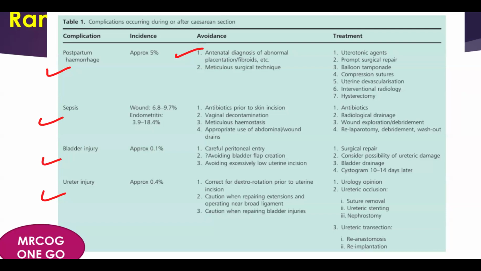We need to offer meticulous surgical technique to avoid any hemorrhage. And if you have any bleeding spot, secure it immediately. Don't leave it till the end. If it's at the early beginning of your section, you can secure it directly. But if it's just before the delivery of the baby, like head delivery, you can deliver the baby and then secure this bleeding point first and then go on with your steps to close.